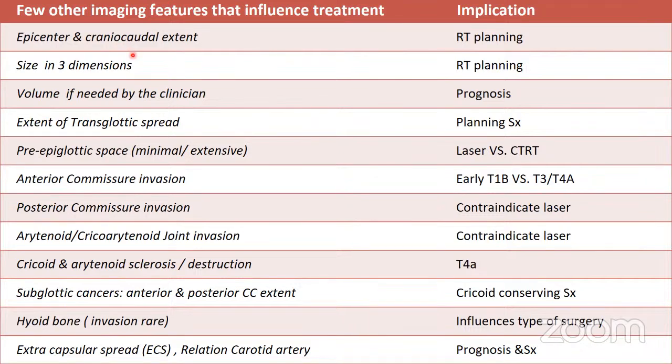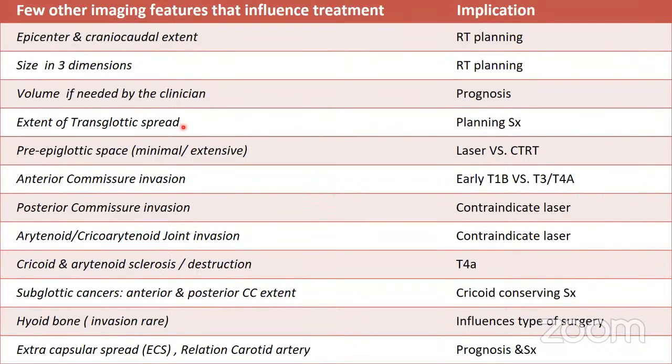Now, going much into the depth of individual findings on the CT or on MR which can help in management, is where is the epicenter and what is the craniocaudal extent. That is very important for radiotherapy planning. At the same time, the three dimensions and the volume of the disease also help in RT planning and prognosis. So glottic disease less than 3.5 cc and supraglottic disease less than 6 cc have better outcomes than the other ones. So volumetrics could be a guide to predict prognosis.